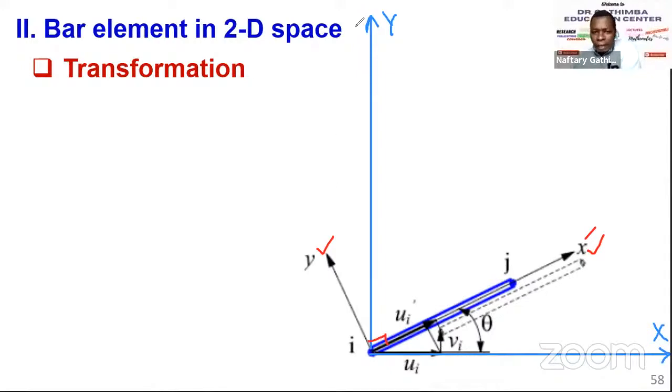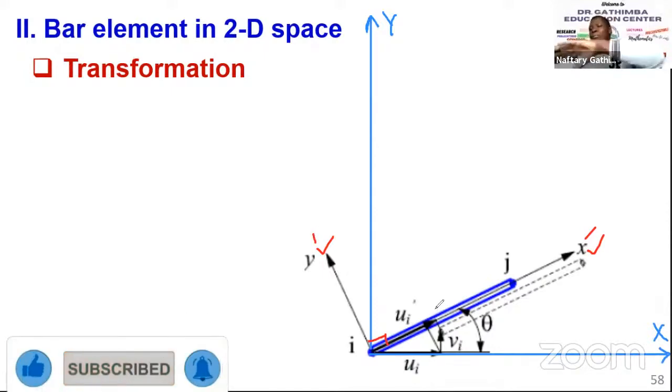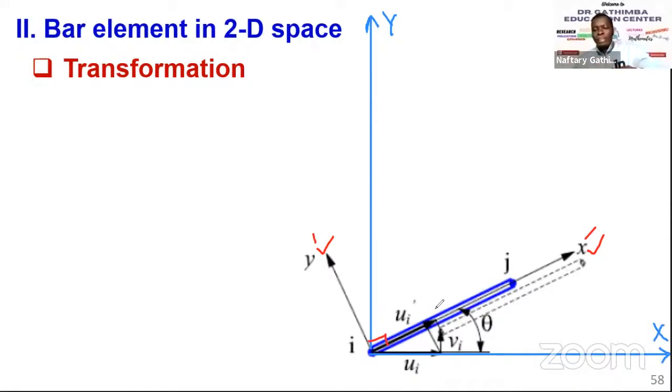So now here I have introduced the global coordinate system. What we want to do is to see the transformation. What do we need to do to transform the axis? Because once we transform the axis, we can transform the nodal displacement from the local coordinate system, the u prime i, to ui.